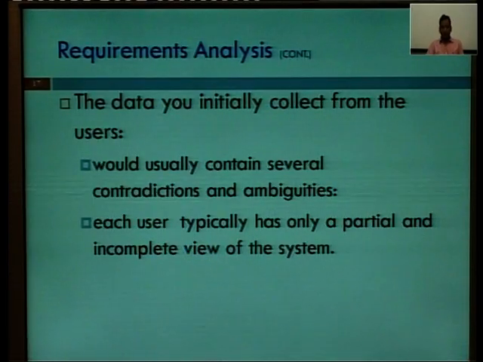After the collection of the data, we have to analyze the data for any incompleteness or inconsistency between the requirements. For the requirement analysis, the data initially collected from the user usually involves a number of contradictions, incompleteness and inconsistency in the requirements. The data collected in the requirement gathering phase usually contains several contradictions and ambiguities in the different requirements. Each user typically has only a partial and incomplete view of the system at that particular phase.